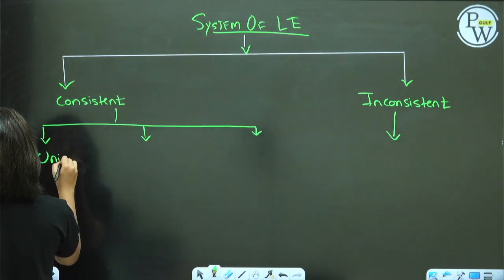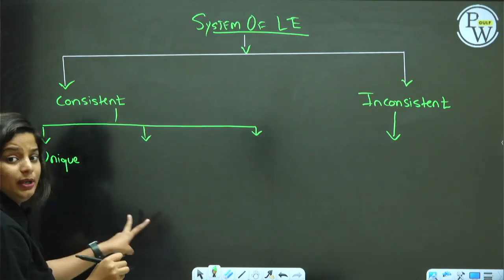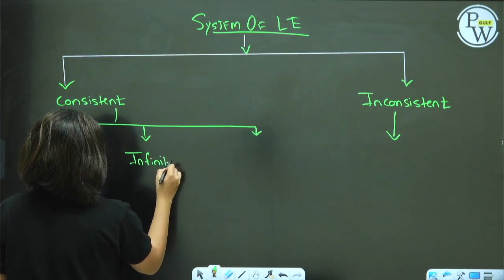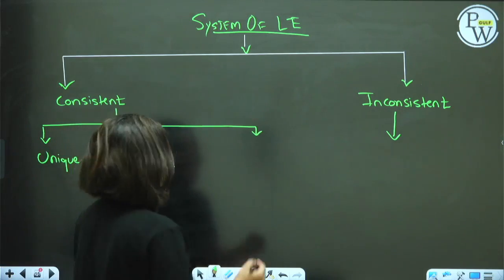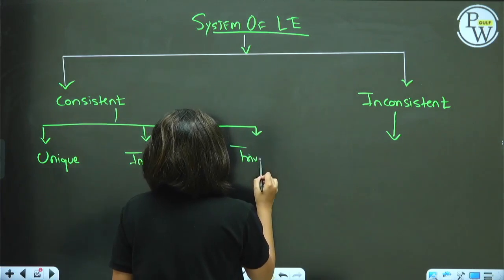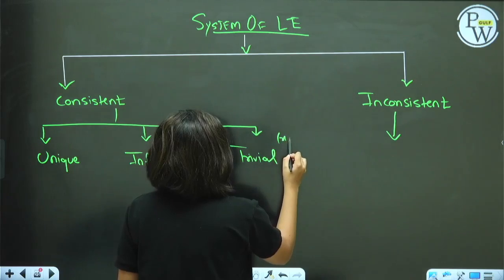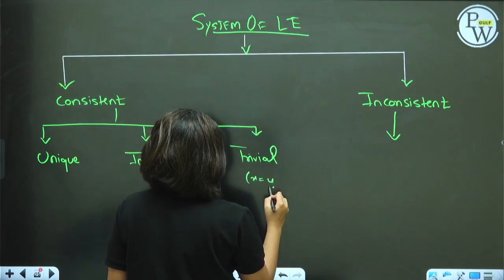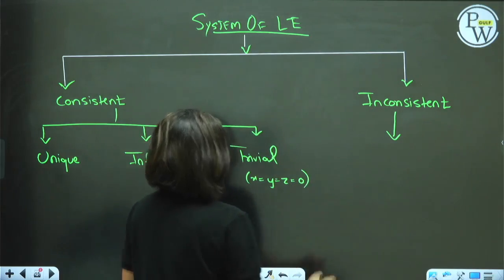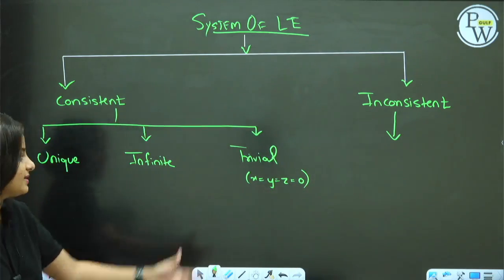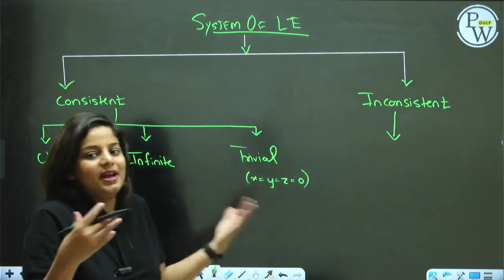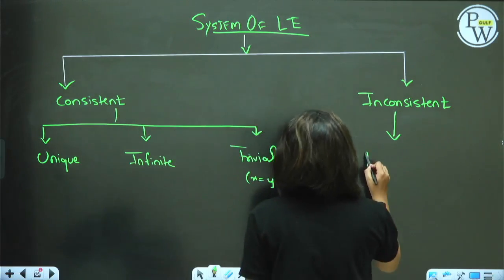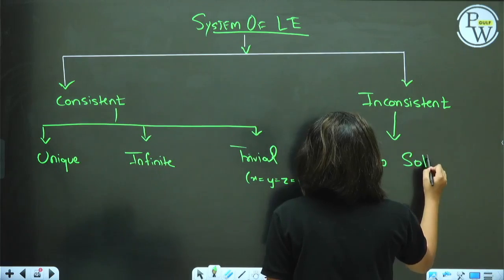This has three types. One, unique solution. If the solution exists, it can be unique, or it can have infinite solutions, or it can have a trivial solution. Now what do we mean by a trivial solution? It's a special case where x, y, z all are equal and they are equal to 0. Infinite means many solutions, unique means one solution, and inconsistent simply means no solution.